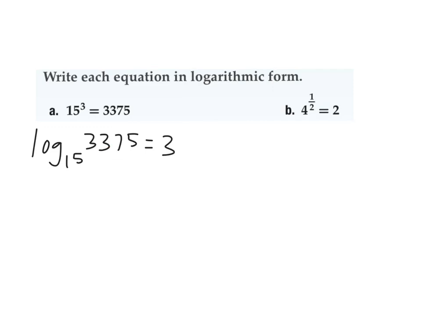When it says write in logarithmic form, it's just asking you to convert it into a different form. It's not asking you to solve anything. I mean, there's nothing to solve. Right? This is just a true statement. 15 to the third equals 3,375. Okay?